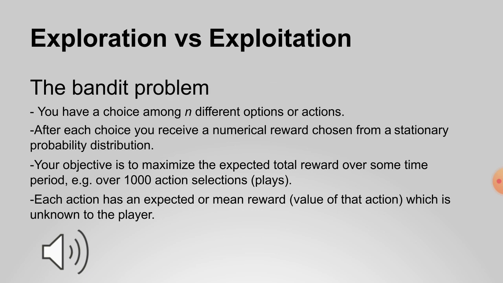Exploration versus exploitation. We already know that exploration and exploitation is about figuring out how much an agent needs to know about the world. So how is it done? It is done using a bandit problem. You have a choice among n different options or actions. After each choice, you receive a numerical reward chosen from a stationary probability distribution. The objective is to maximize the expected total reward over some time period, for example, over 1,000 action selections. Each action has an expected or mean reward which is unknown to the player.